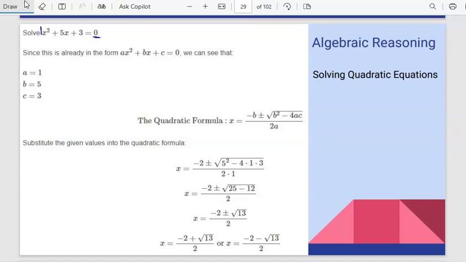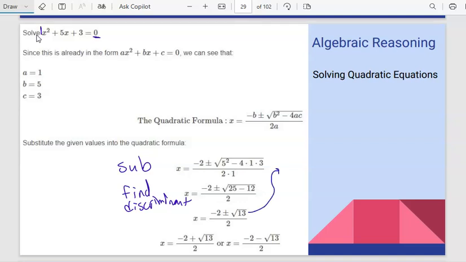We want to use the quadratic formula to solve for our two roots. The quadratic formula is x equals negative b plus or minus the square root of b squared minus 4ac, all over 2a. Substitute the given values into the quadratic formula. So this step we want to substitute. This step, find the discriminant. The discriminant is just the number inside the square root, the radicand.